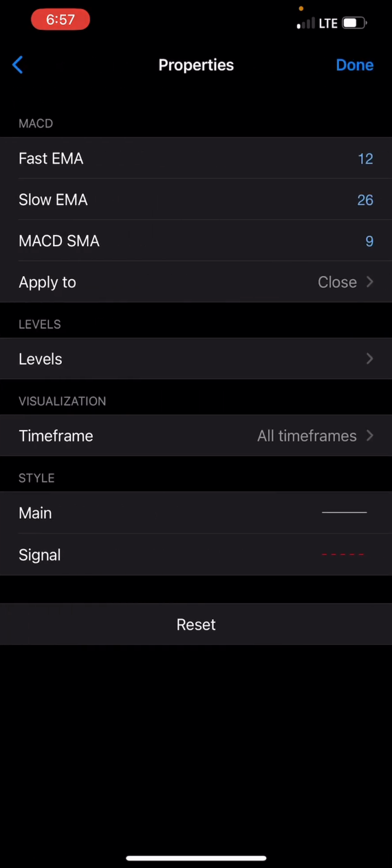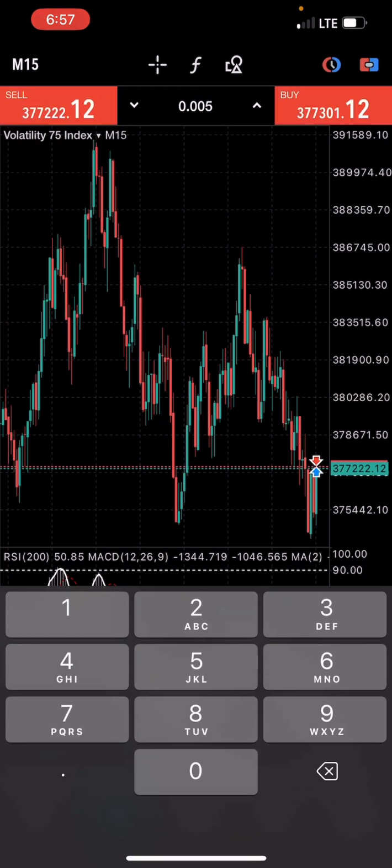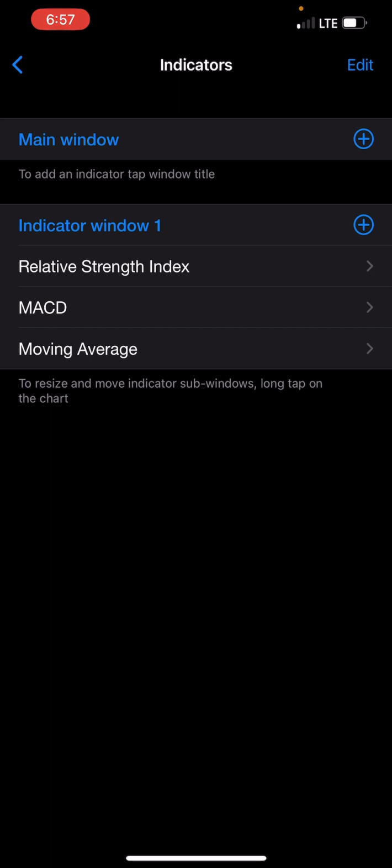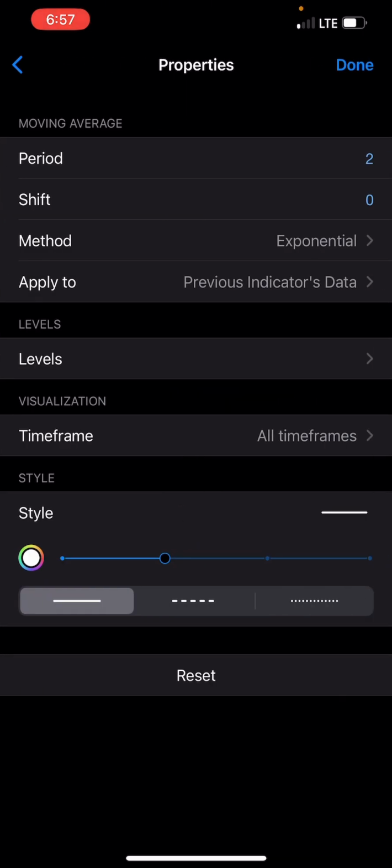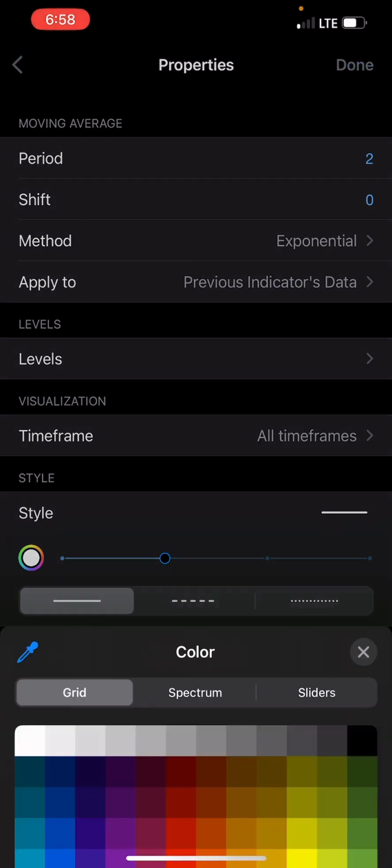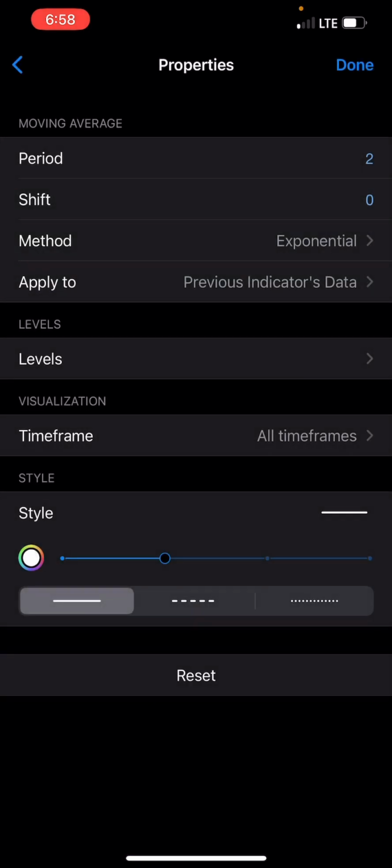So what do we have again? We have the MACD. On the MACD, use the normal settings: fast EMA 12, slow EMA 26, then the MACD SMA 9, apply to close. Then we add another moving average: period 2, shift 0, method exponential, apply to previous indicator data. Then style. I'm using white because my chart is black. So if yours is white, you can use black or any color of your choice.